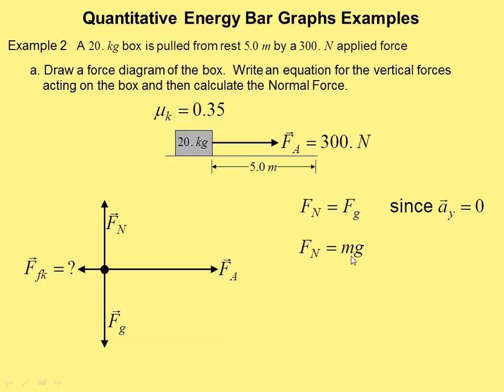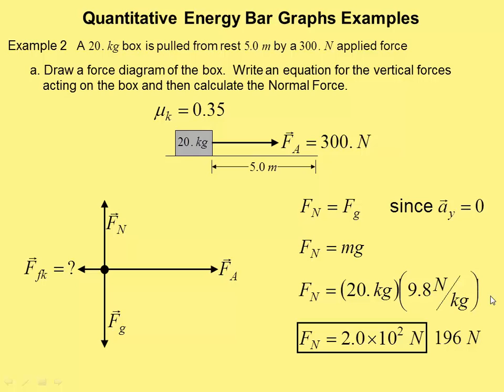F_g is, of course, mg, where m is mass and g is not gravity. F_g is gravity. g is the gravitational field strength. Plug in the mass, and assuming we're on Earth, a gravitational field strength of 9.8 newtons per kilogram, and we get a normal force of 2.0 times 10 to the second newtons to 2 sig figs, or 196 newtons, which is what we're going to use later on.